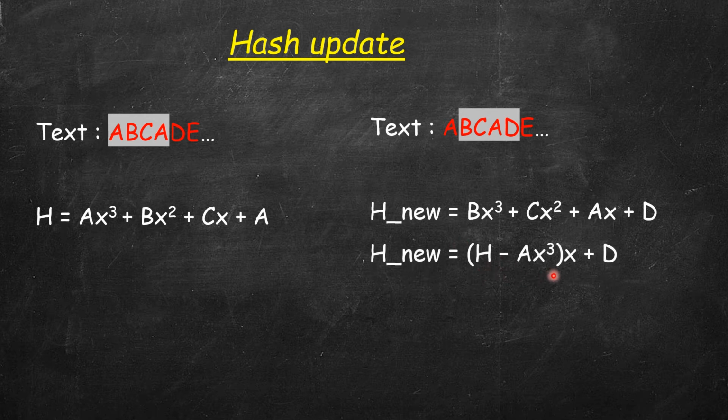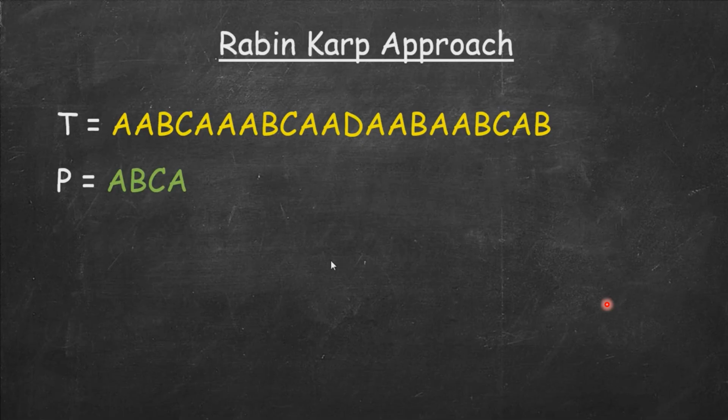So this is what we are doing here. I have not written modulo q, so that is understood. You have to add that while writing the code. Now we know how to update it. Now let's see Rabin Karp in action.